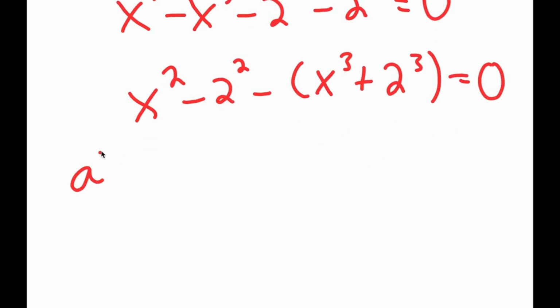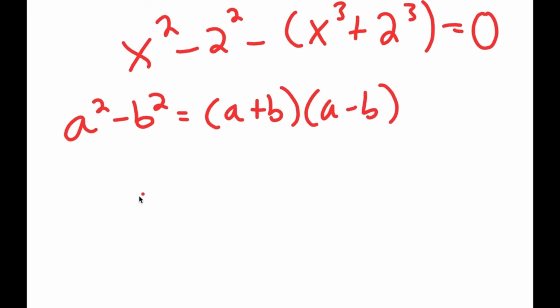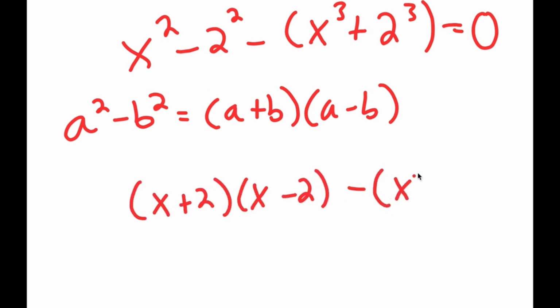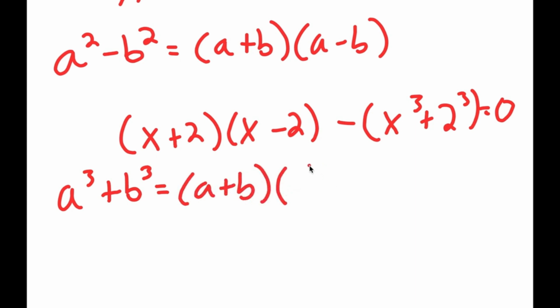So if I have something in the form a squared minus b squared, this is equal to a plus b times a minus b. So x squared minus 2 squared is going to equal x plus 2 times x minus 2. And now if I have something in the form a to the power of 3 plus b to the power of 3, this is going to equal a plus b times a squared minus ab plus b squared. These two properties are really important in algebra, so I would recommend memorizing them.